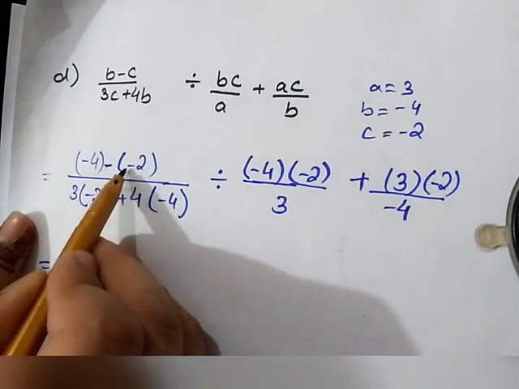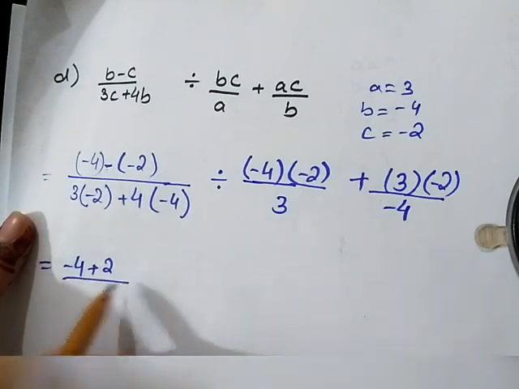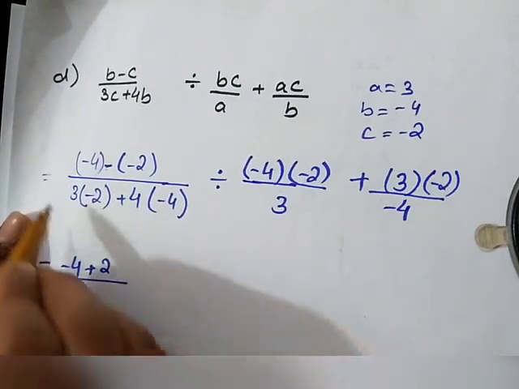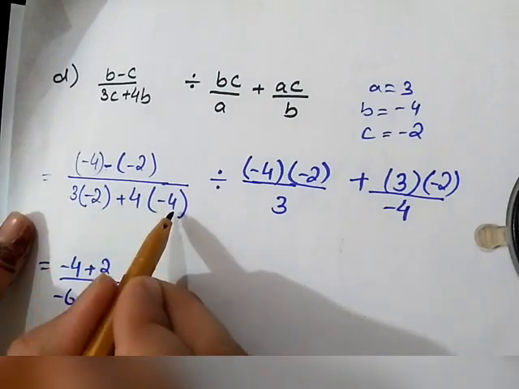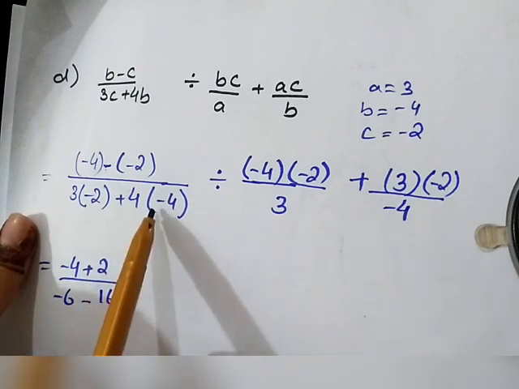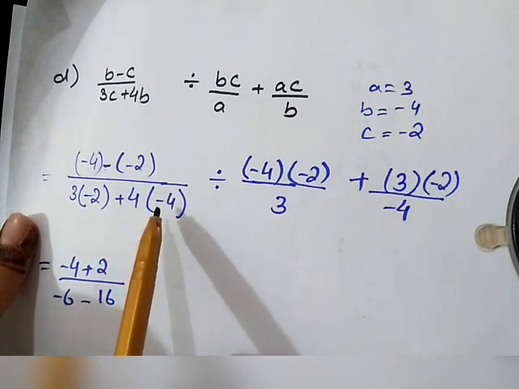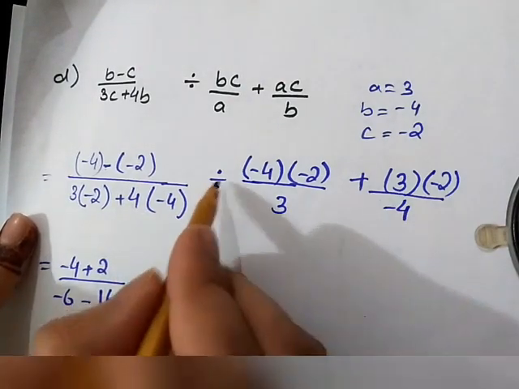-4. Now this minus, change this minus sign into plus. Minus minus plus 2. 2 3s are 6, and plus minus minus, 4 4s are 16. Also, whenever there is a plus sign outside the bracket, the inner sign will remain the same. And what is the inner sign? Minus, so we put the minus sign here. And 4 4s are 16. Now divide.